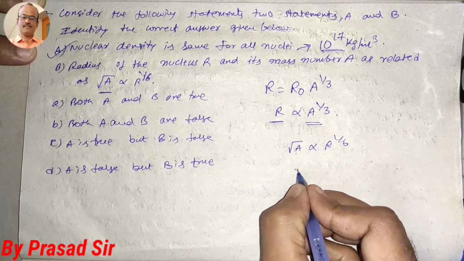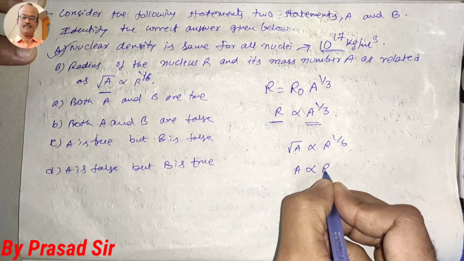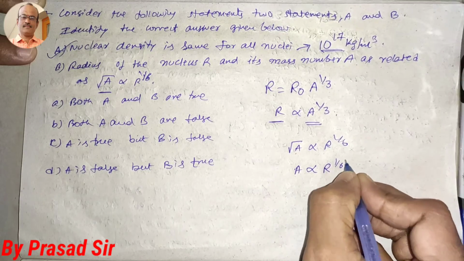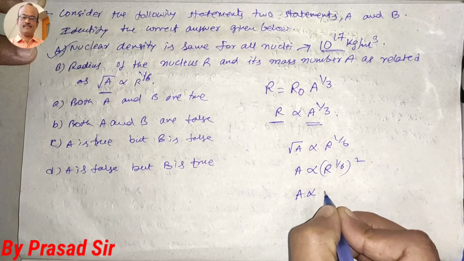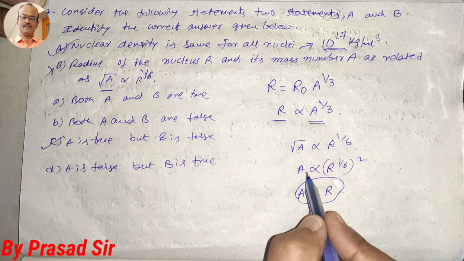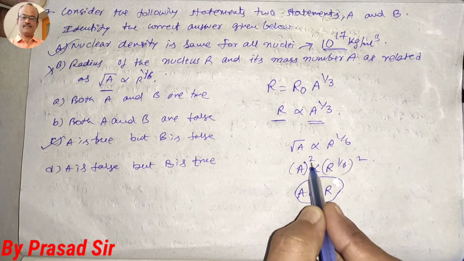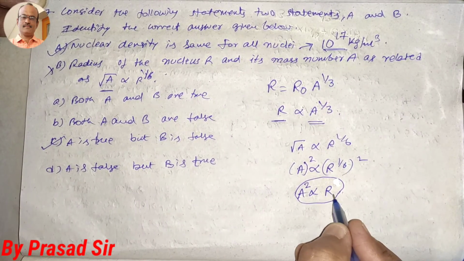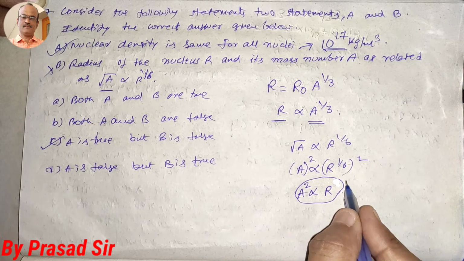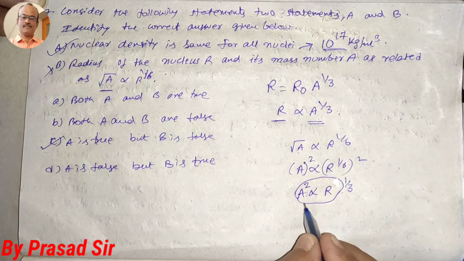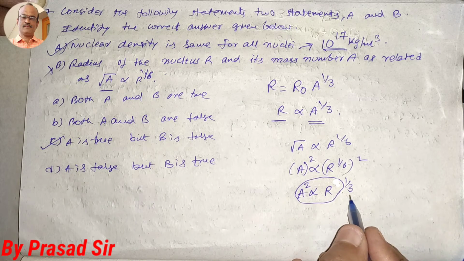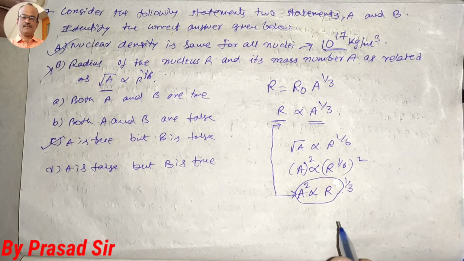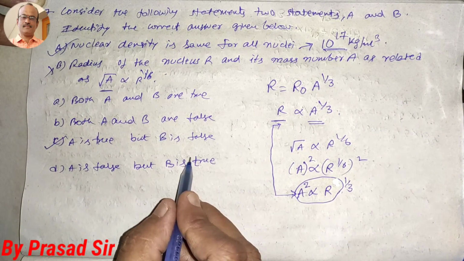So squaring on both sides: root A whole square is directly proportional to R to the power of 1 by 6 whole square. So A square is directly proportional to what? 2 by 6 is nothing but 1 by 3. So A square is directly proportional to R to the power of 1 by 3. So these two are not similar. So which option is correct here? Option C is correct.